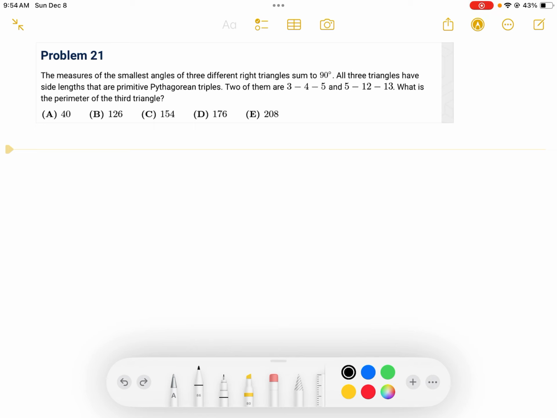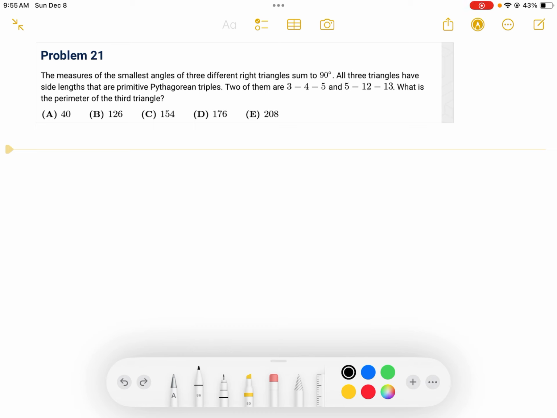Now I'm going to be really honest. For number 21 on this test, this is a really simple problem to solve. And the approach is pretty simple too, but before we get to that, let's read the question. The measures of the smallest angles of three different right triangles sum to 90 degrees. All three triangles have side lengths that are primitive Pythagorean triples. Two of them are 3, 4, 5 and 5, 12, 13 right triangles. What is the perimeter of the third triangle?